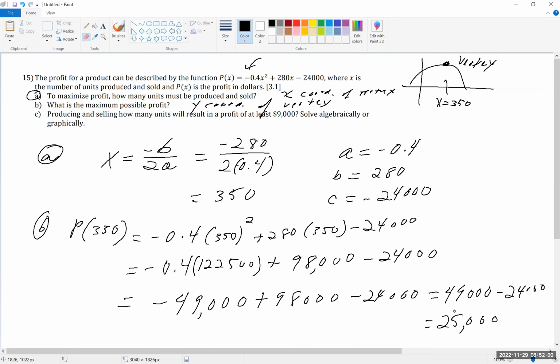Part C, let's do part C in a way that it doesn't require us to do a lot of algebra. It says producing and selling how many units will result in a profit of at least 9,000. Okay, so let me load my calculator here.